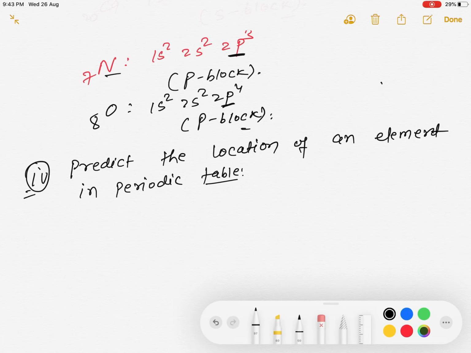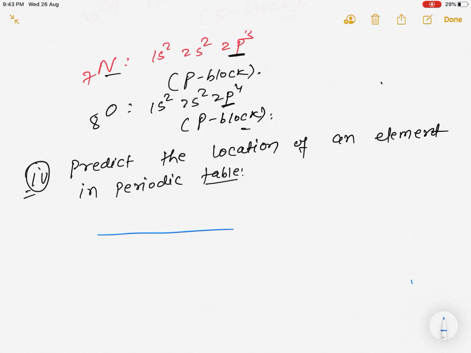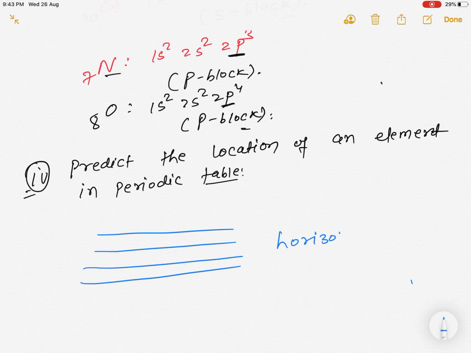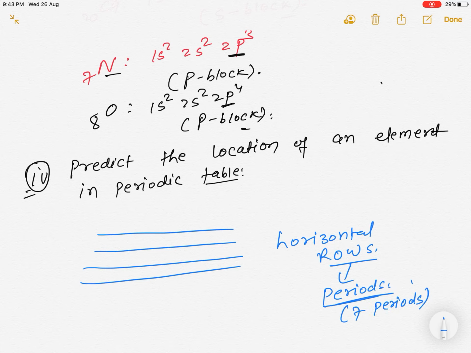Before that, you should be aware that the periodic table has horizontal rows. The horizontal rows are called periods. They are known as periods, and there are 7 periods in the periodic table. Let's keep that in mind.